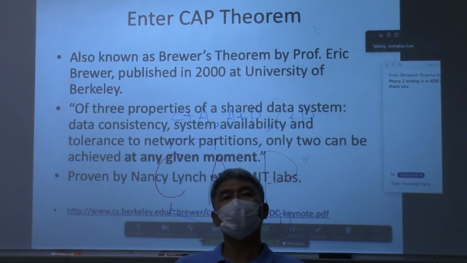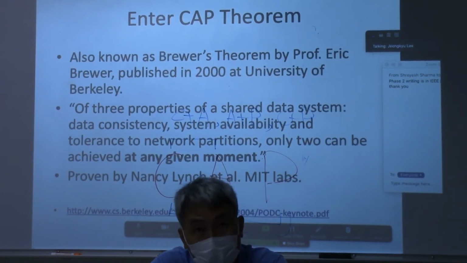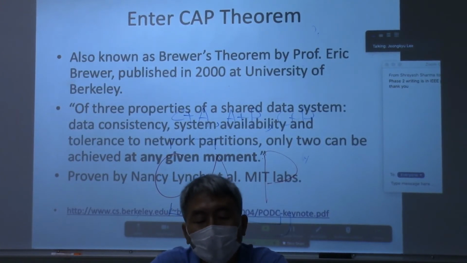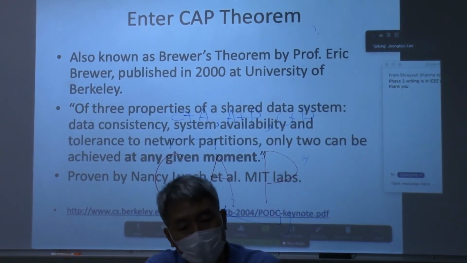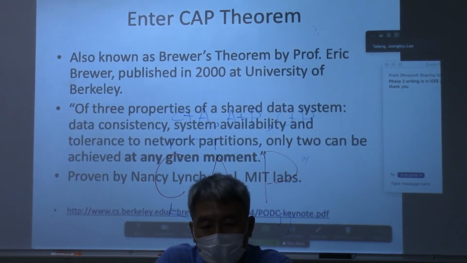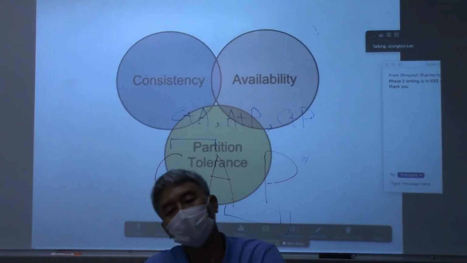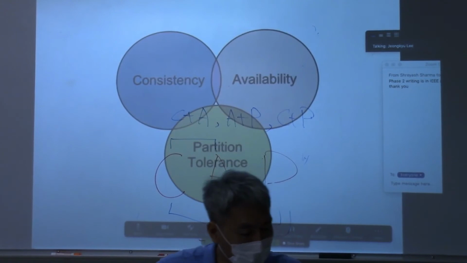So this CAP theorem was proposed by Professor Eric Brewer at UC Berkeley, and he published a paper in 2000. Only at most two characteristics of a distributed system can be satisfied, not all three. You can find more information about the CAP theorem at the link, and also the paper that proves it. We will see a very high-level view of this CAP theorem.